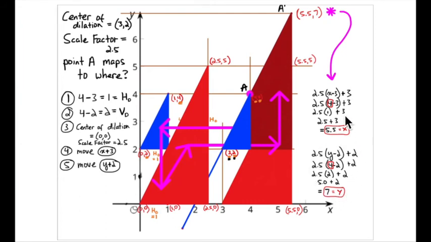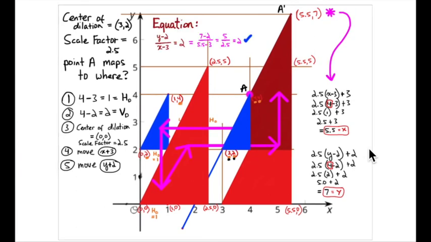So that's why this is up here as 5.5, 7. It comes from all the stuff that we went through. Take the scale factor, multiply it by the horizontal distance, add 3 back. Take the scale factor, multiply it by the vertical distance, add 2 back. And you can check this using the equation. So this is where you're starting to see the equation and the expressions for dilation start to work together.